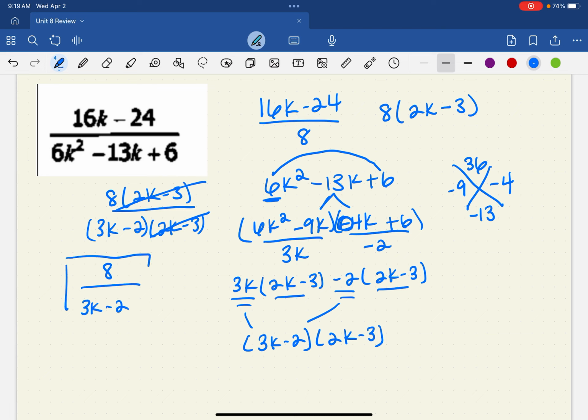Final answer. I have nothing left to simplify because I have a minus sign on the bottom, so I can't really do anything else. I have no more parentheses left. Let's go to the next question. If you need to pause or rewatch or slow that down, go ahead.